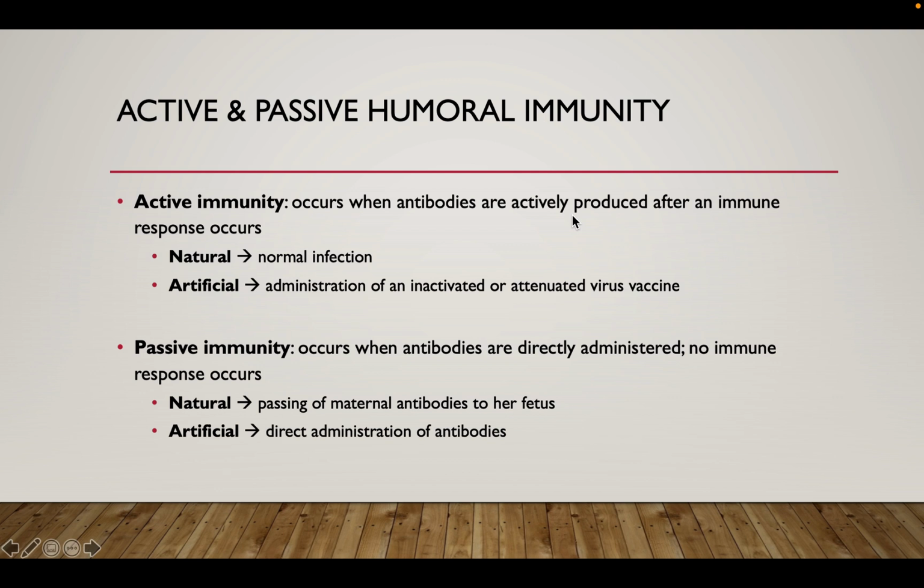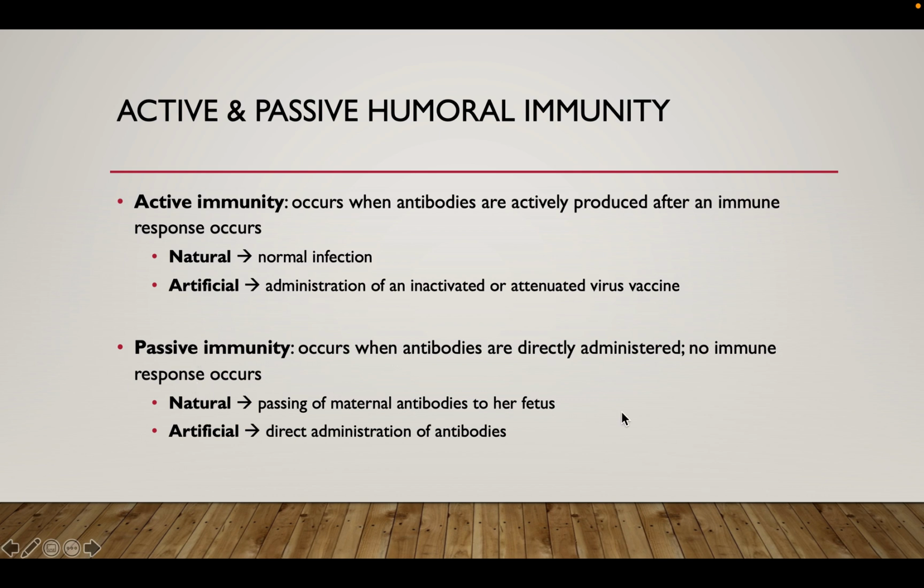Artificial is something like a vaccine. So you're given an attenuated or an inactive virus. Your immune system still recognizes the antigens on that, and it actively produces antibodies. But the stimulus for making them is now artificial, because it was given to you from an outside source via a vaccine. Okay, so hopefully that makes sense.